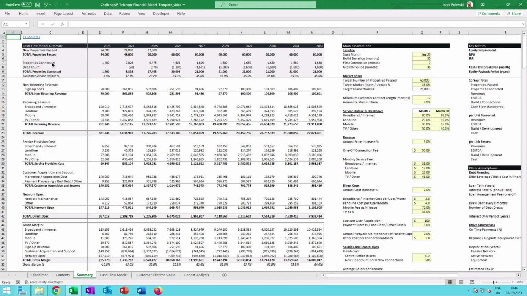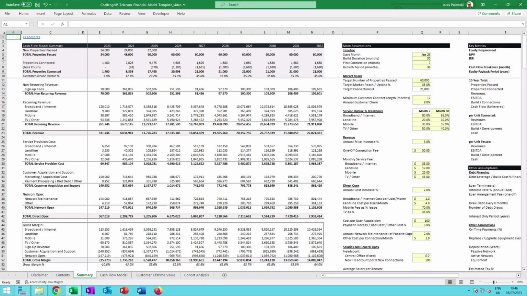Then we'll assume that of those properties, that is your addressable market, you will connect a percentage of them. So this is where you'll see the number of properties connected and the customer service uptake. So this is the percentage of all those passed properties that took your service. Then we'll have a revenue calculation.